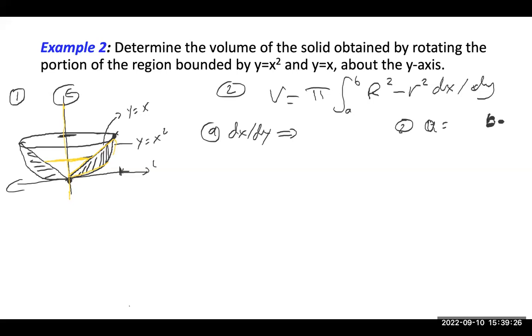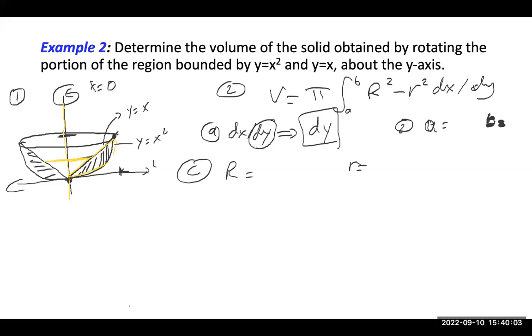And then last step, we're going to figure out the radii, inner and outer. Okay, because we're rotating around the vertical axis, meaning the y-axis, x equals 0. Anytime you're dealing with a vertical axis, you're going to be dealing with a dy. So our axis of rotation is a vertical line, and so our variable for the integral is going to be y. So we're dealing with dy.